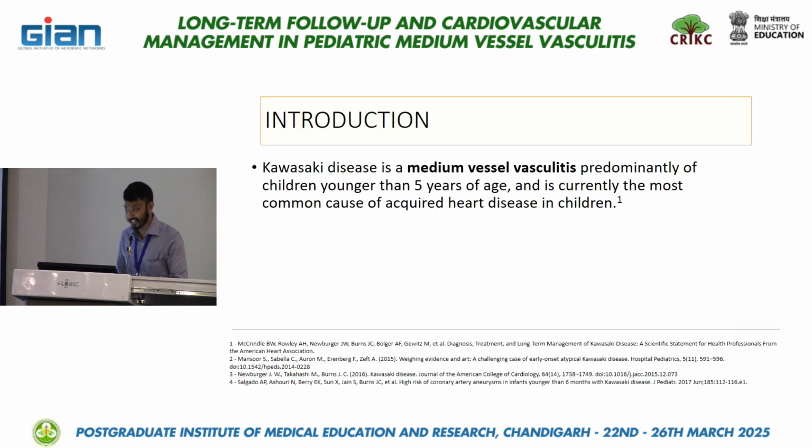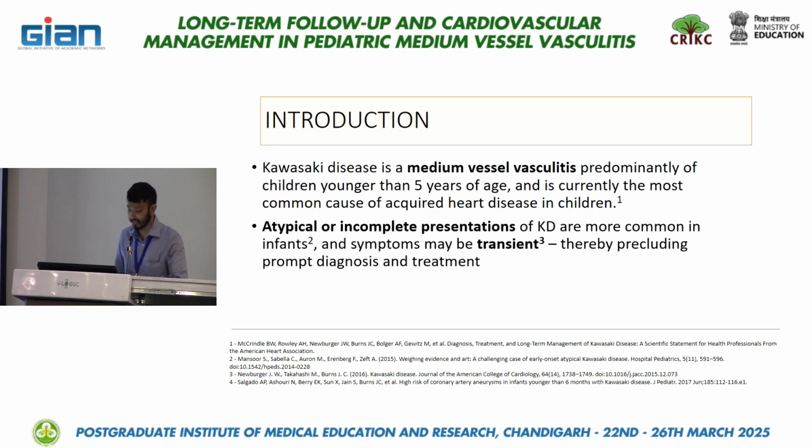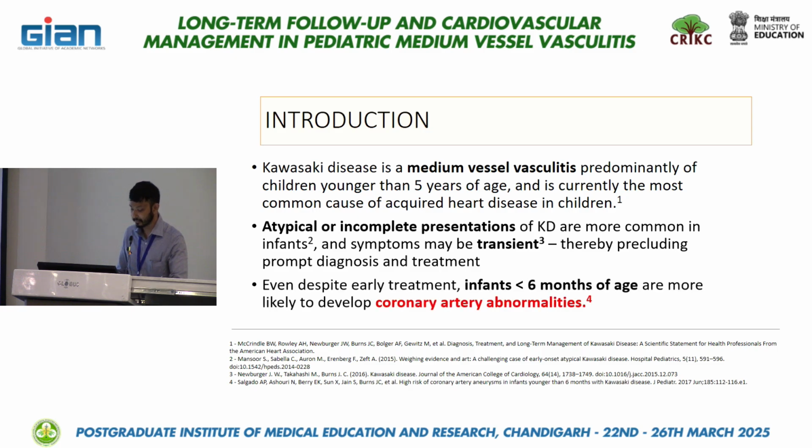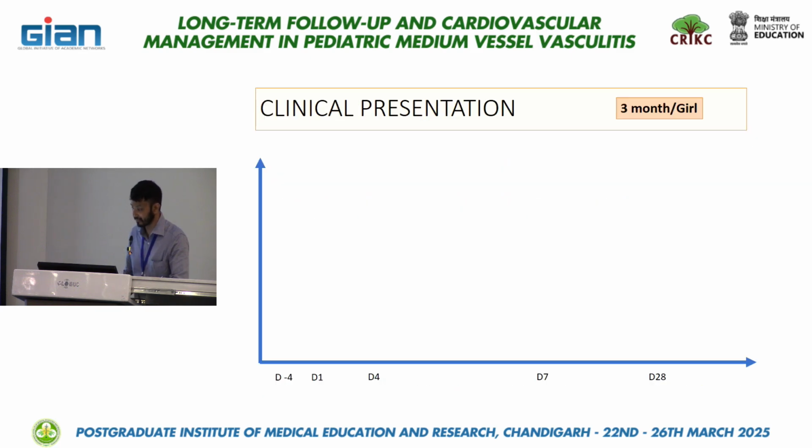As we have heard multiple times already, Kawasaki disease is a medium vessel vasculitis, predominantly of children younger than 5 years of age, and it is currently the most common cause of acquired heart disease in children. Atypical or incomplete presentations of KD are more common among infants. Symptoms may often be transient, thereby precluding a prompt diagnosis and treatment. Even despite appropriate treatment, infants less than 6 months of age are more likely to develop coronary artery abnormalities.